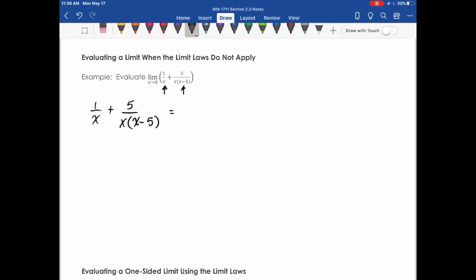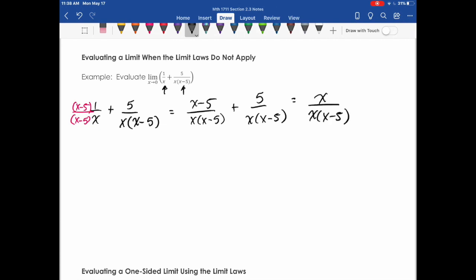Okay, so I am going to combine my fractions, but before I do so, I have to create a common denominator. So I'm going to multiply the top and the bottom of this first fraction by x minus 5, and that way I have a common denominator now. So I have 1 times x minus 5 on top for the first fraction over x times x minus 5 for the denominator plus 5 over x times x minus 5. Now I can combine, so I have x minus 5 plus 5. When I combine the tops, that gives me an x, and I have that all over x times x minus 5.